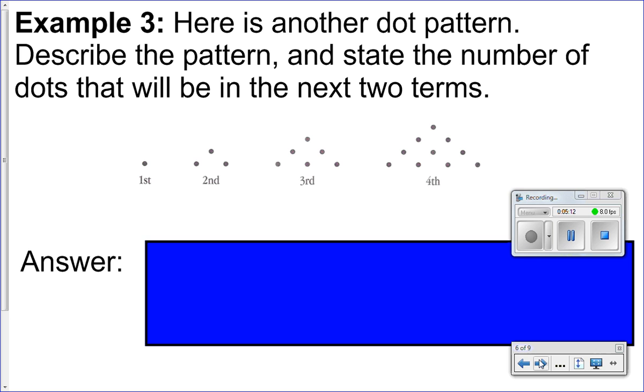Okay, one more slide that I'm going to go through with you on this video. Here's another dot pattern. So I'm challenging you to describe the pattern that you see and then write down the number of dots that will be in the next two terms. Okay, so first, second, third, and fourth terms are done. Put the video on pause. Write down what the pattern is, what the next two terms are.